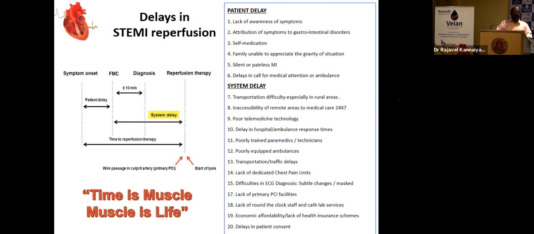Complete reperfusion is achievable. Lysis alone gives only 50 to 60% reperfusion rates. In the case of tenecteplase, it will be about 60 to 70%, or 70 to 80%. With streptokinase, it is less than 50%. Because time is muscle: the earlier you come and the earlier we do the procedure, the more muscle is saved. Okay, next.